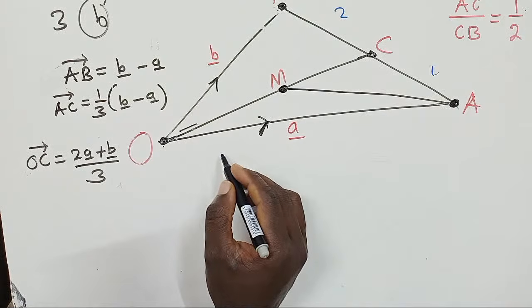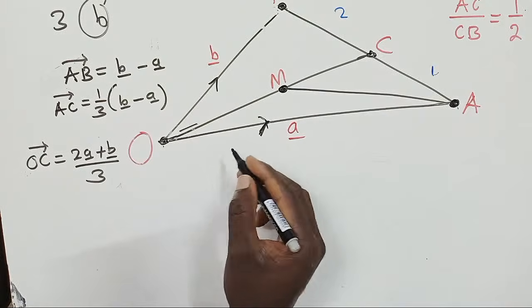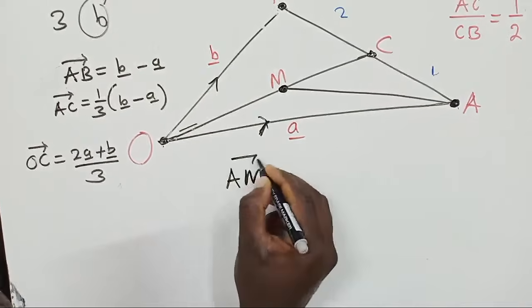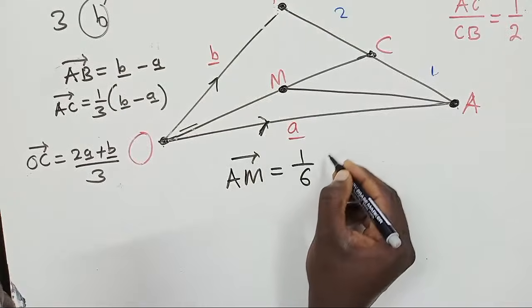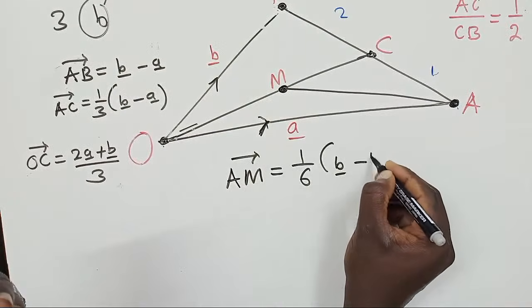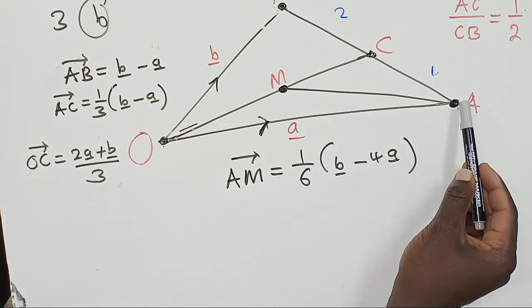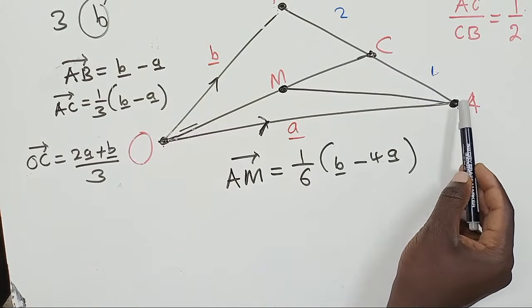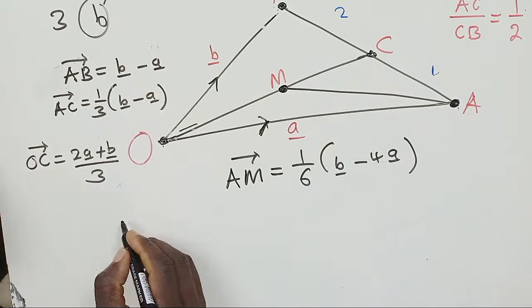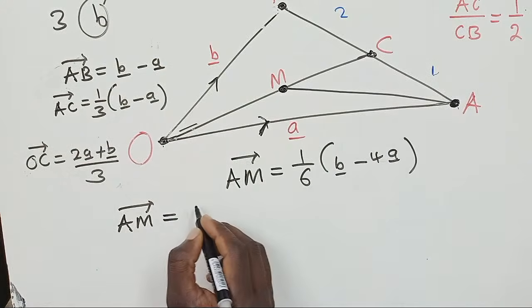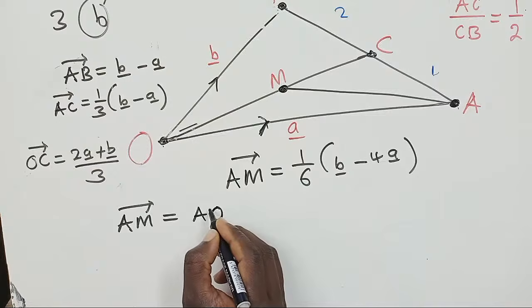So we must show that vector AM is equal to 1 over 6 (B minus 4A). So how can we show that? We'll follow the same procedure. AM, so we say vector AM is equal to O, okay?